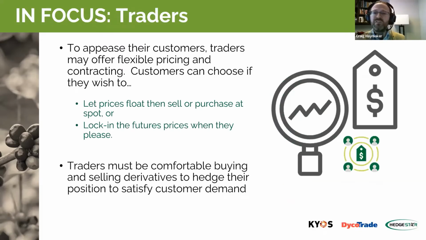So we thought today we would focus on traders and their concerns, their issues, and their risks as it relates to their view in the marketplace, okay? So for traders, to appease their customers, they want to offer flexible pricing and flexible contracting. So they might allow their customers, be they on the purchase side, the producers that they're purchasing from, or on the consumer side, the entities that they're selling to, they'll give them flexibility. They'll say, okay, do you want to purchase at spot prices in the marketplace, or do you want to lock in a fixed price out 6, 9, 12 months, whatever the case may be?